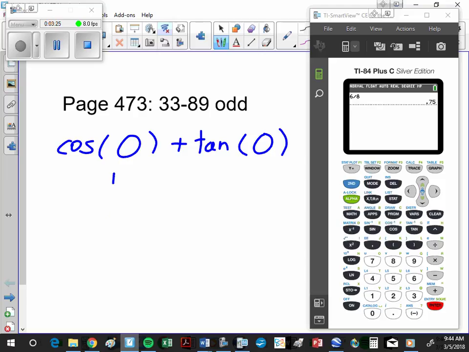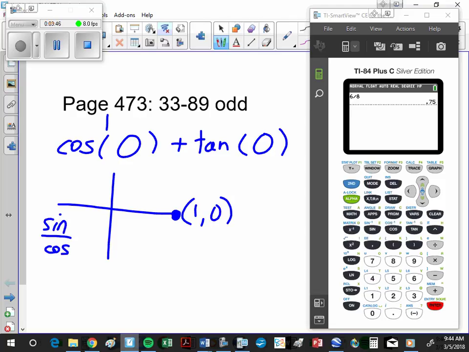Okay, so we look at our unit circle, 0 degrees. That's 1, 0. So the cosine of 0 is 1. And the tangent of 0, how do I find the tangent? It's y over x. Tangent is sine over cosine. So that would be plus 0 over 1 is 1.